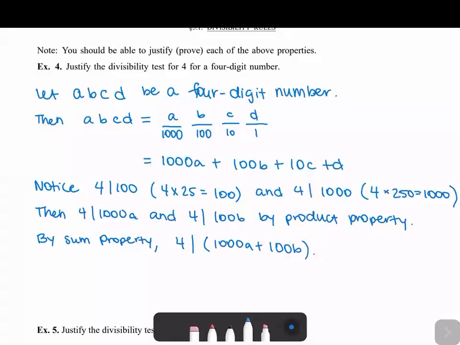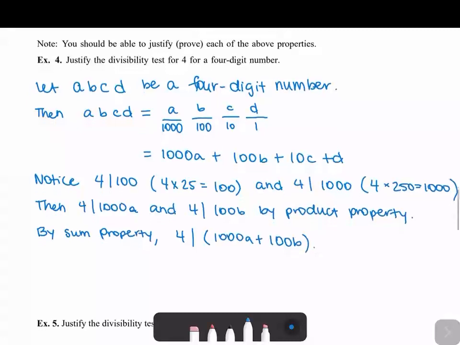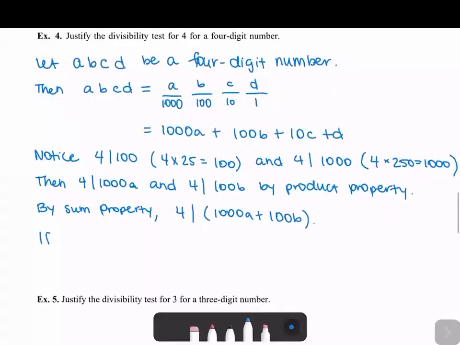Okay, so now we can say that if 4 divides the whole 4-digit number ABCD, then 4 has to divide 10C plus D, right? Because we already know that 4 divides this first part.